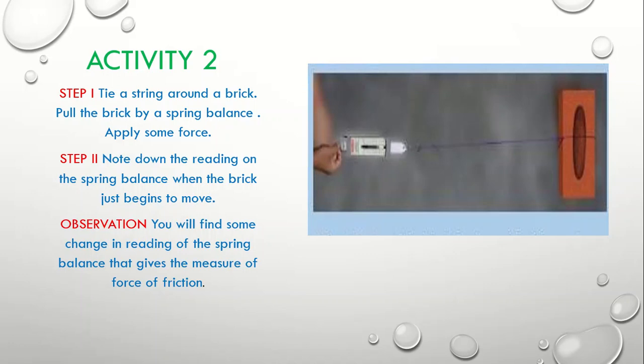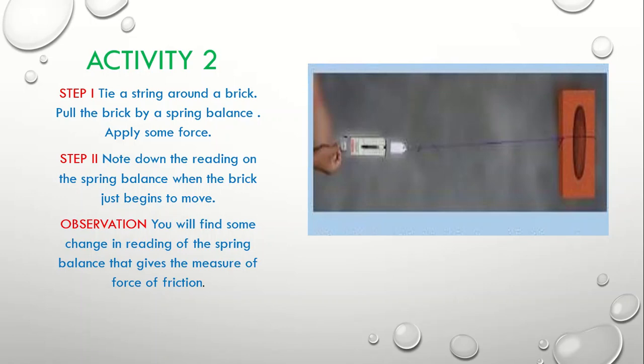A spring balance is a device which is used to measure the amount of force of friction working, or in simple words, a device used for measuring the force acting on an object. It consists of a coiled spring which gets stretched when a force is applied to it. Stretching of the spring is measured by a pointer moving on a graduated scale. The reading on the scale gives the magnitude of the force. So here we are actually measuring the force of friction.